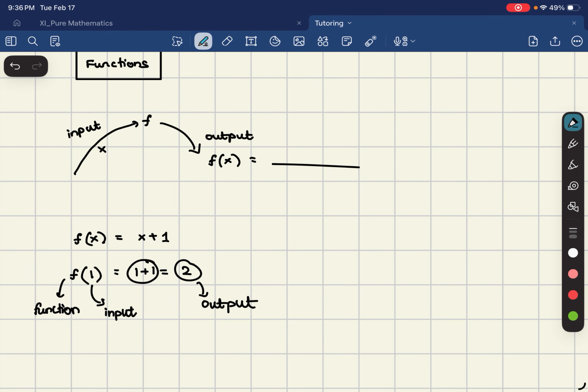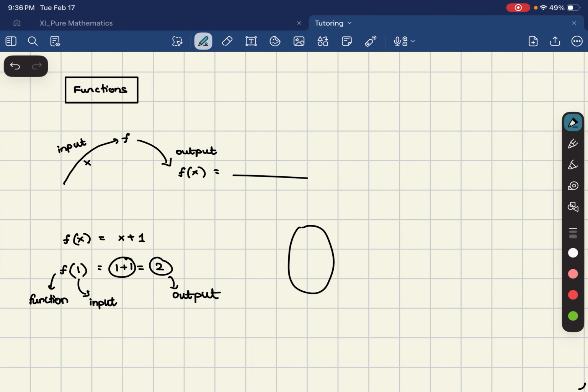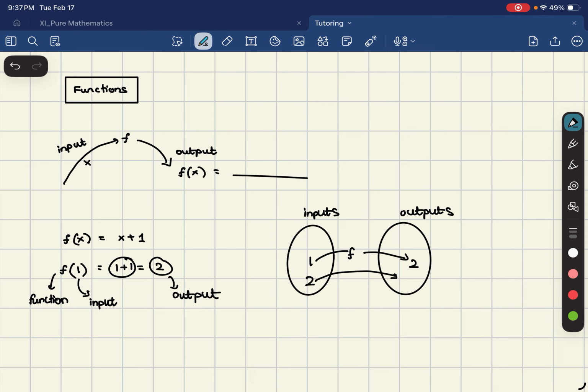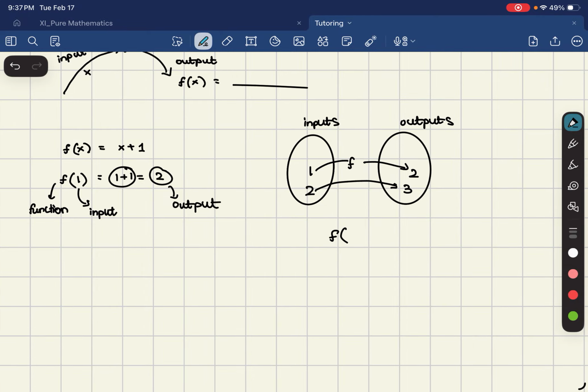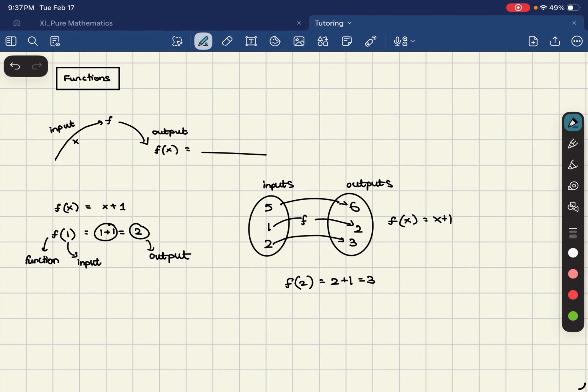Another way to understand or look at functions is that you have a set of inputs being mapped to outputs. So your function f takes an input. So 1 is taken and it's mapped to 2. If you have 2, it's going to get mapped to 3. Why? f of 2 is 2 plus 1 equal to 3. We're talking about the same function here, x plus 1. So if you have, say, 5, then it's going to get mapped to 6. So it takes in an input and it maps it to an output. So that is another way to understand a function.